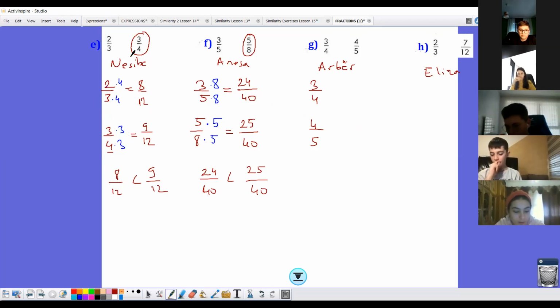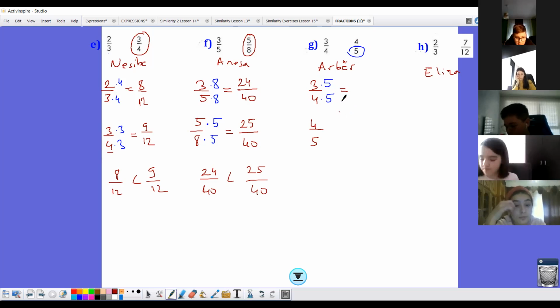Look what we did here. Here I have 3, here I have 4. So the first one I'm multiplying by 4, the second one I'm multiplying by 3. Here I have 5 and 8. The first one I'm multiplying by 8, the second one by 5. So here I have 4 and 5. The first one I will multiply by 5, the other one by 4.